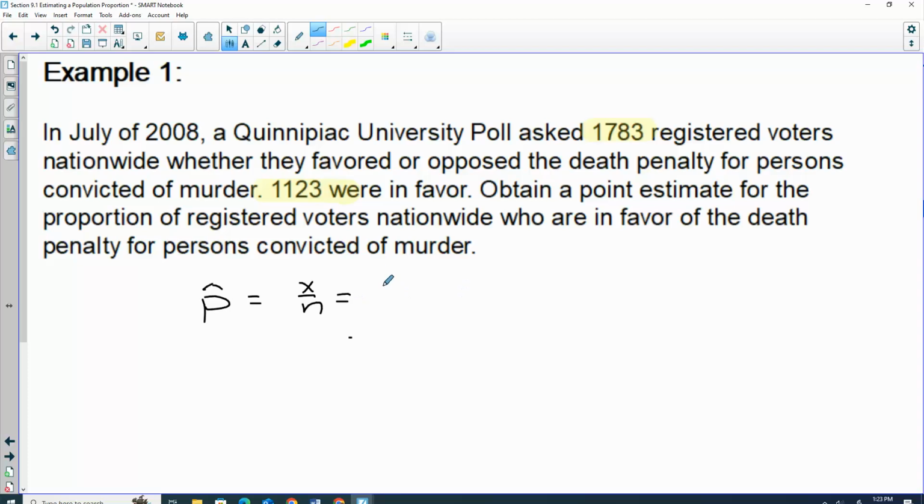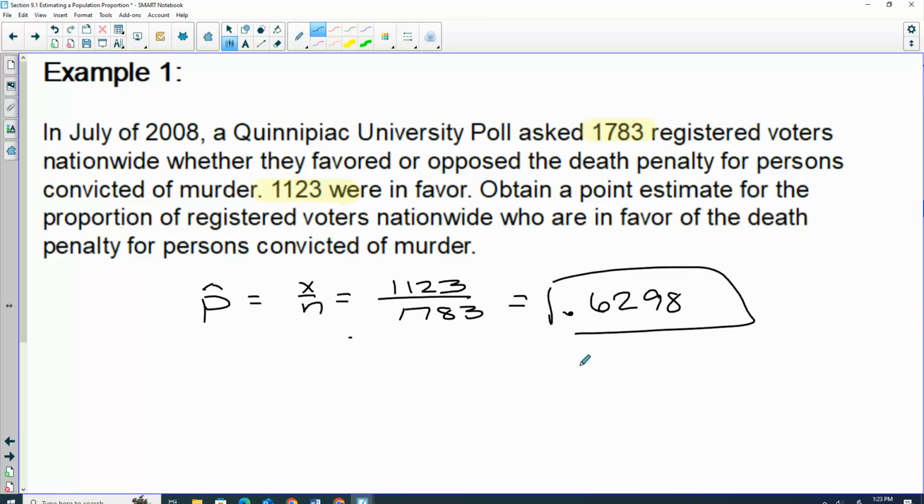What's our X? 1,123. What's our N? 1,783. And if we divide those, we get 0.6298. Okay.